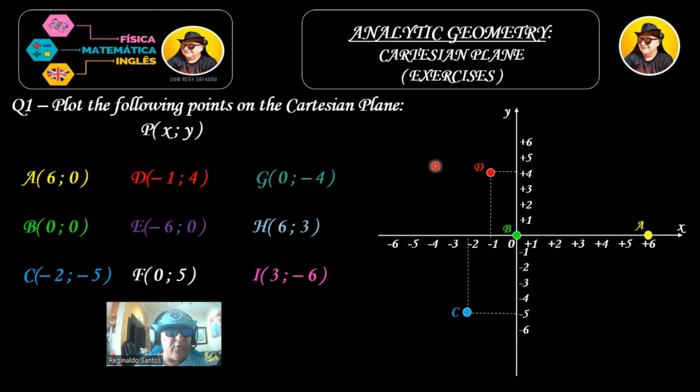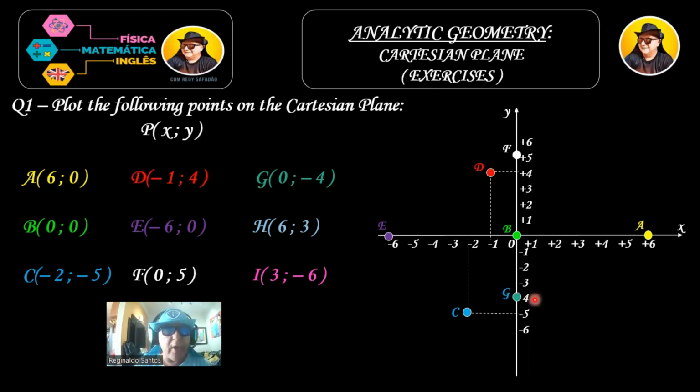Let's see now the purple one, point E. -6 for x and 0 for y. So this is -6 for x. It's going to be right there. Yes, the purple point is point E. Now let's see the white one. 0 is x and 5 is y. So it's going to be right here, 5 for y. Yes, the white one, point F. Already done. Let's see point G. Now x is 0 and y is -4. Let's see, -4 is right here. Let's plot it. That is point G.